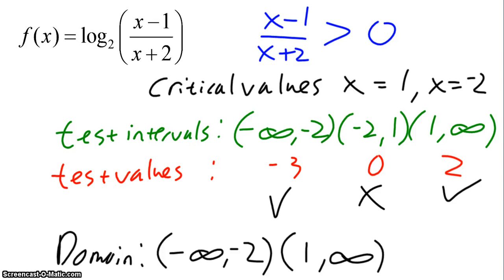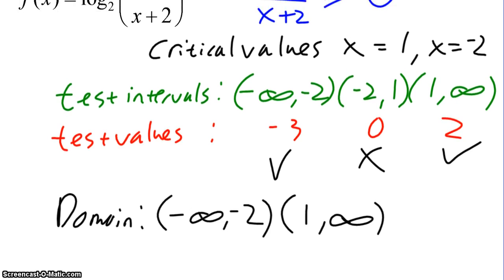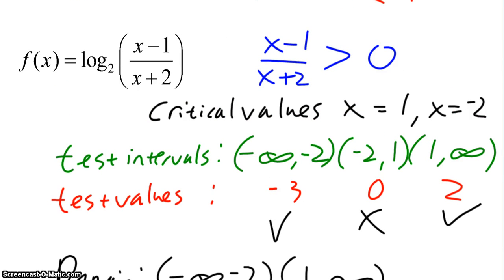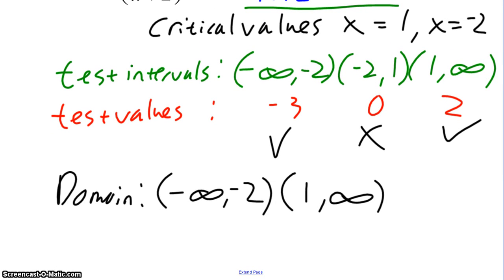Then I create my test intervals. So I cover the entire domain of x values, stopping and starting at the critical values. So negative infinity to negative 2, negative 2 to 1, 1 to infinity. Pick test values within those intervals to test in the inequality. So if I plug in negative 3 to my inequality up here, and if I plug in 0, and if I plug in 2, which intervals make the inequality true? The first and the third make the inequality true, therefore my domain is negative infinity to negative 2 and 1 to infinity.